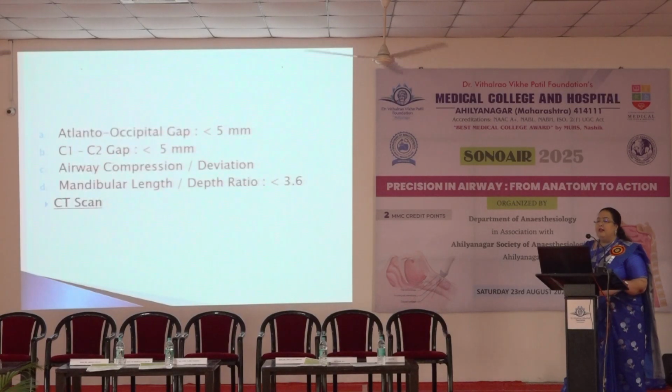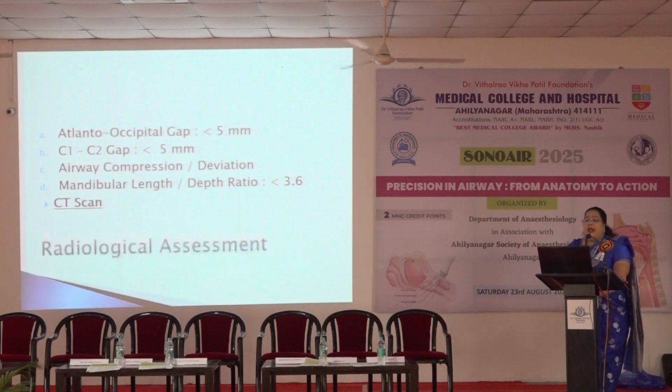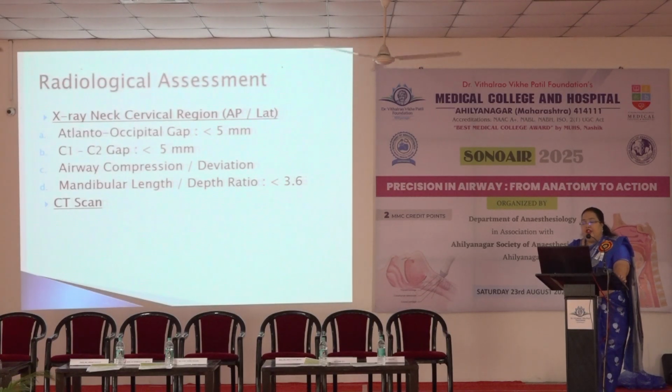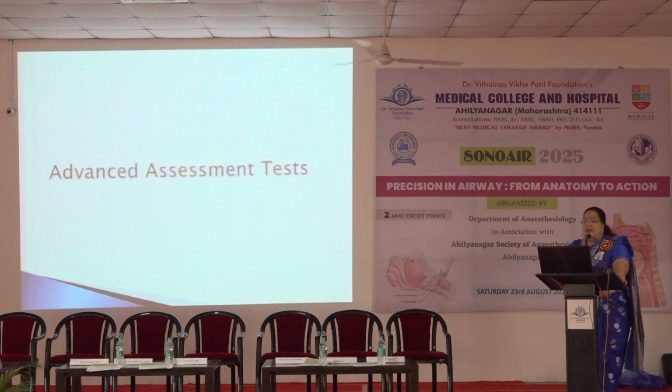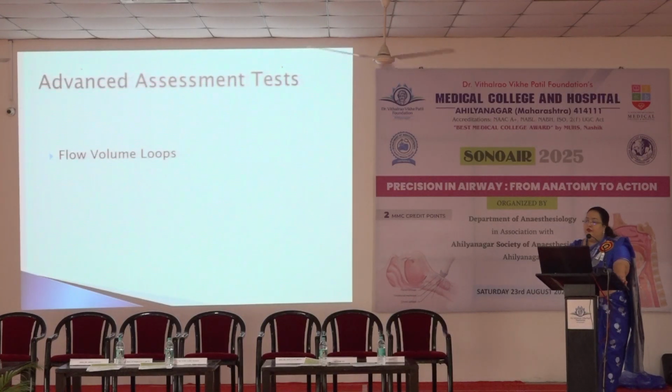Then coming to radiological assessments. Here you will see the atlanto-occipital gap, which is done using an X-ray of the neck, cervical region, AP and lateral. Atlanto-occipital gap of less than 5 mm, C1 to C2 gap of less than 5 mm, airway compression or deviation, and mandibular length to depth ratio less than 3.6 suggest difficult intubation. You can also go for CT scan or MRI if available. Coming to advanced assessment tests, here we generally see flow volume loops, acoustic response measurements and PFTs. Also, what we are going to learn today, that is USG.